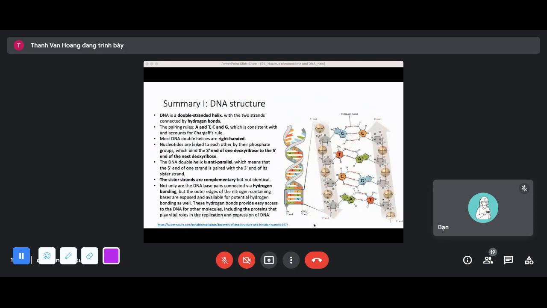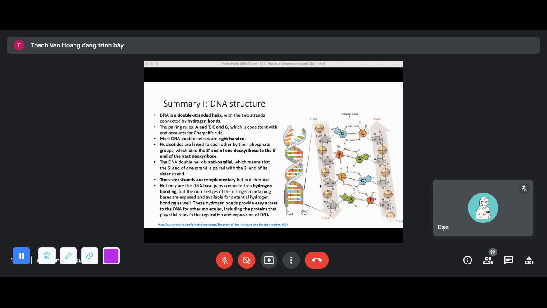Okay. So this is a summary of number one, the DNA structure. We talked a lot about this. DNA is a double-stranded helix and is bound together through hydrogen bonds. You have learned about the Chargaff rules: the number of A and T is the same, and C and G is the same.